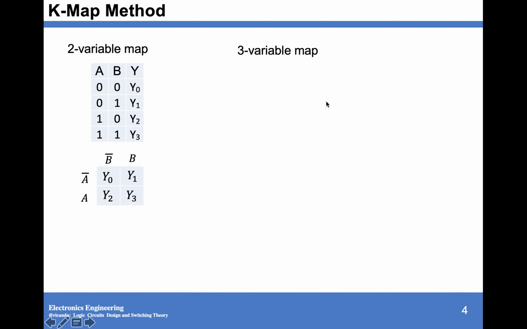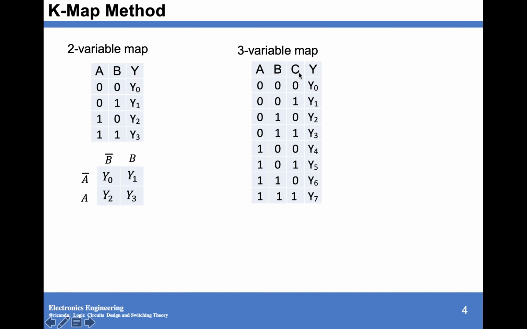Then for a three variable map, we have three variables A, B, C. So we have eight input combinations from 0 to 7, or eight output values from Y0 to Y7. We have two ways to draw your map. The first one has four columns and two rows. In the four columns, we have a pattern to follow. The first column belongs to 00, the second column belongs to 01, then you have to jump to the last column, that is 10 and 11.